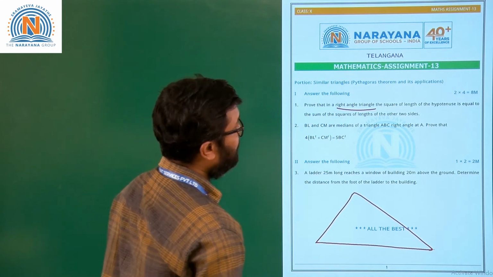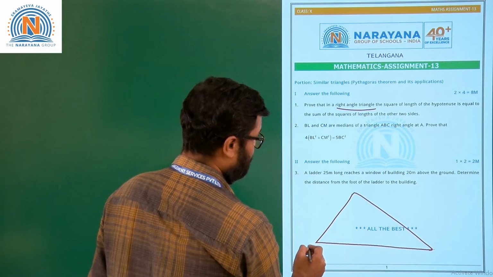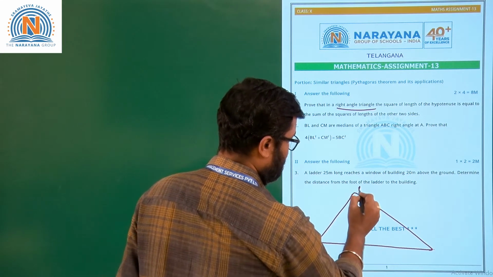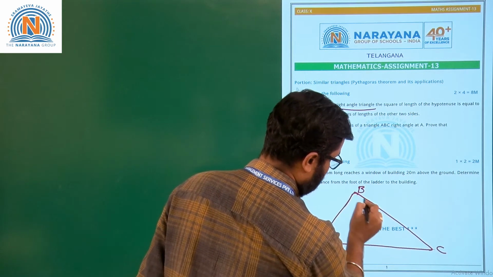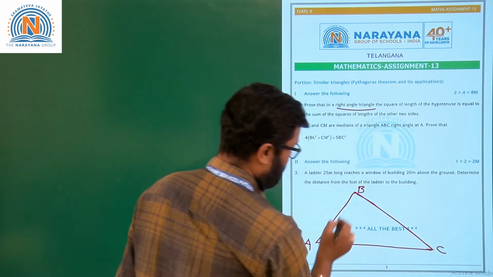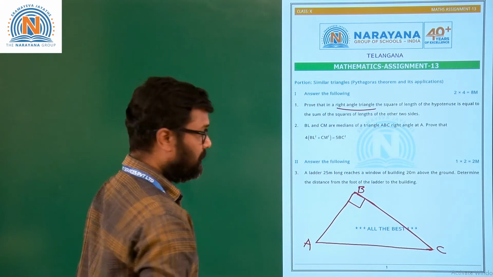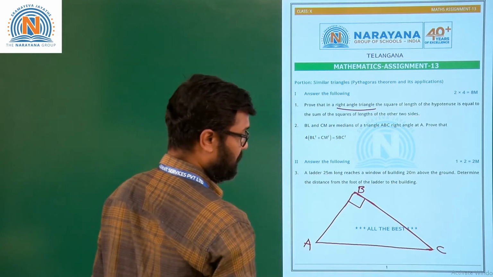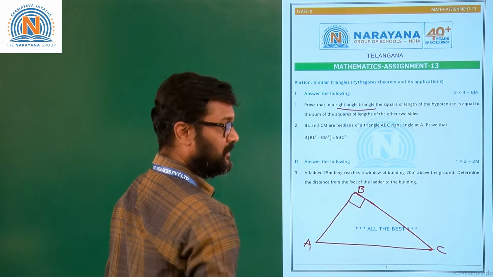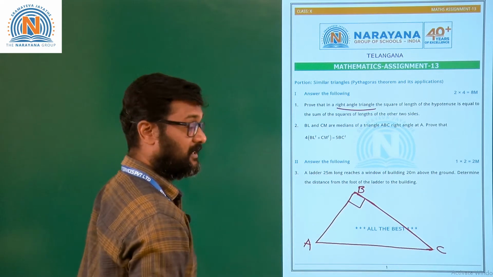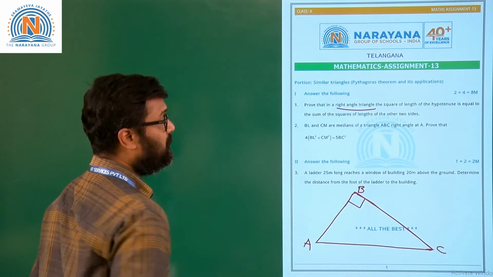In this right angle triangle, let's take this as A, this as B and this as C. The right angle will be at B. So AC will be the hypotenuse, AB will be the other side and BC is the second side, and AC is the hypotenuse here, with the right angle at B.